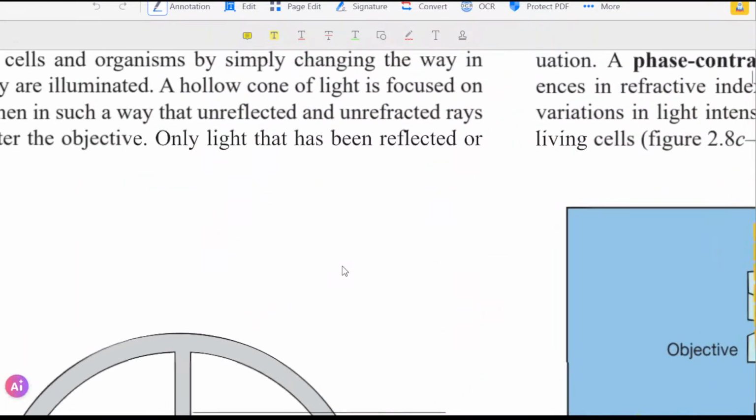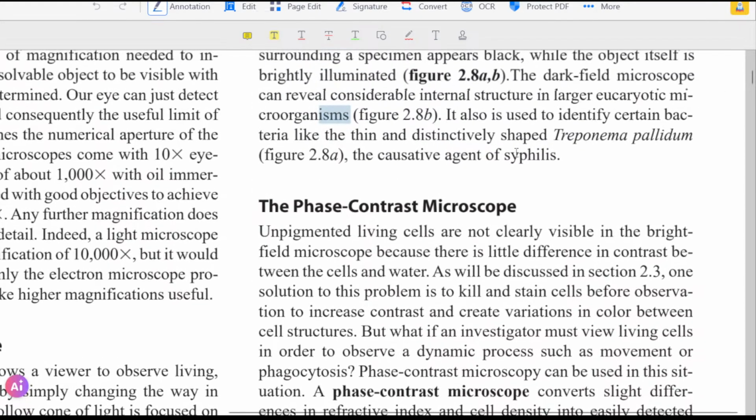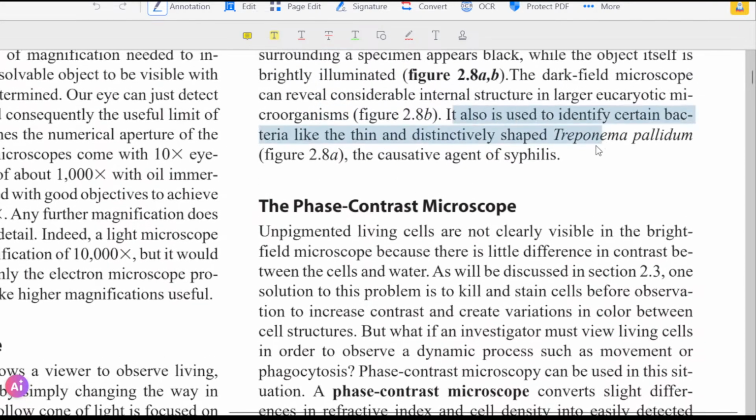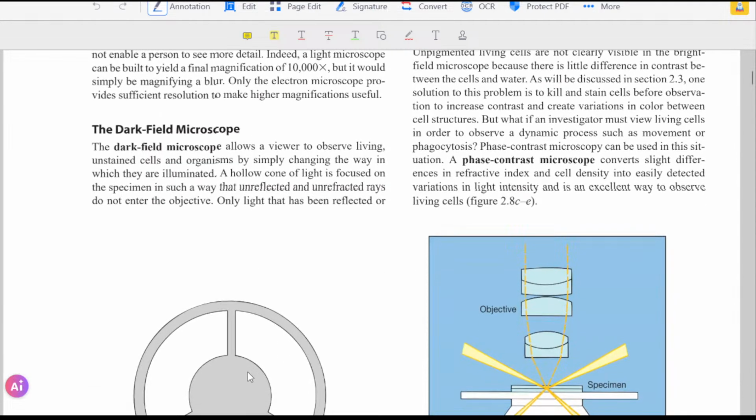Or should we complete the paragraph? Then after that we should go. Yeah, we should complete the paragraph. It is also used to identify certain bacteria, like the thin and distinctively shaped Treponema pallidum, the causative agent of syphilis. Oh, we know syphilis. Alright, so thin and distinctly shaped. I think this is more transparent, so they are showing us extra clearly.